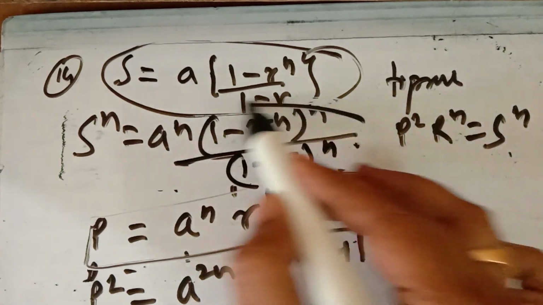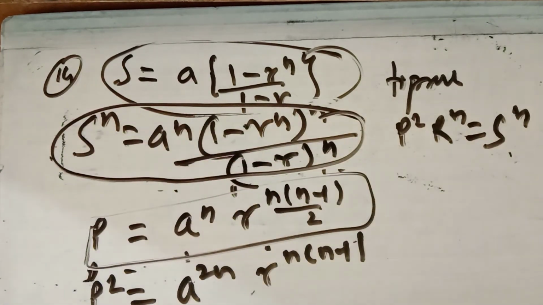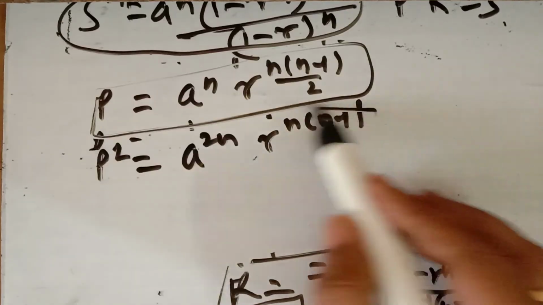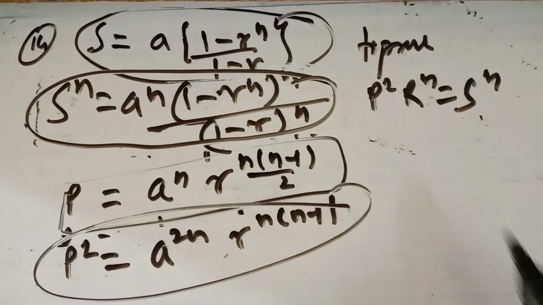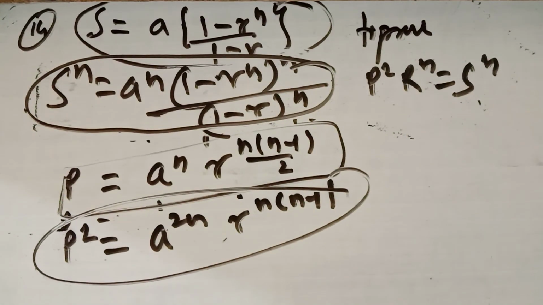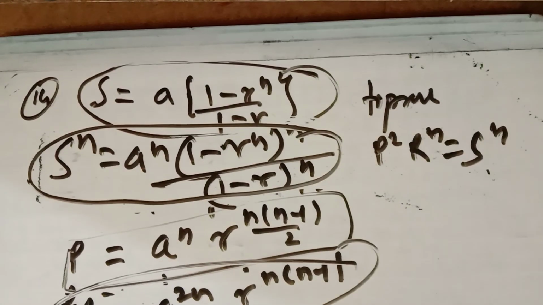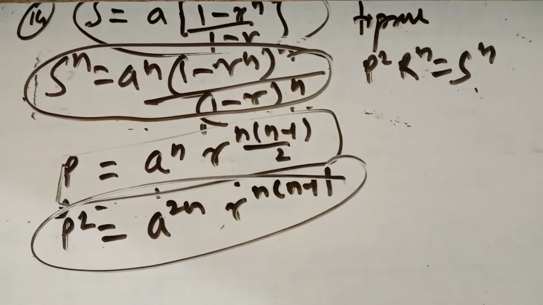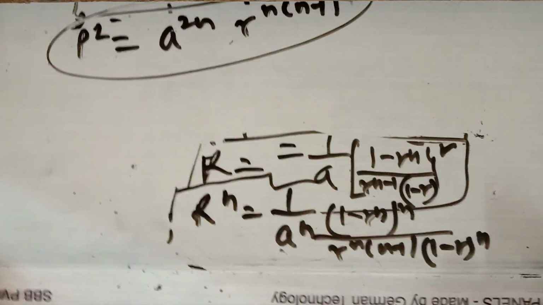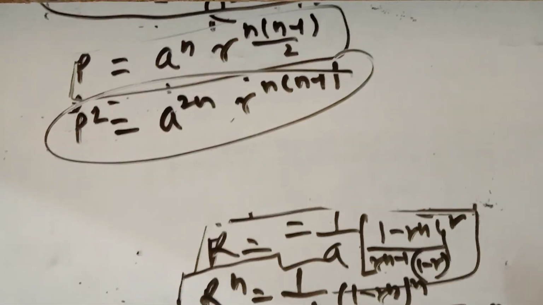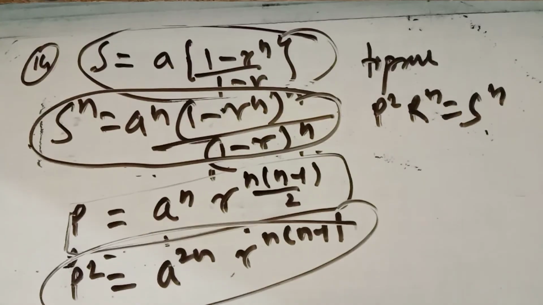You simply replace the values of S to the power n, P to the power 2 and R to the power n, in the left hand side and right hand side, you'll get the same values. Somewhat lengthy question it is, but you take your time and see this question 2 to 3 times and do it. Okay, we'll discuss the remaining questions in the next lecture. Thank you.